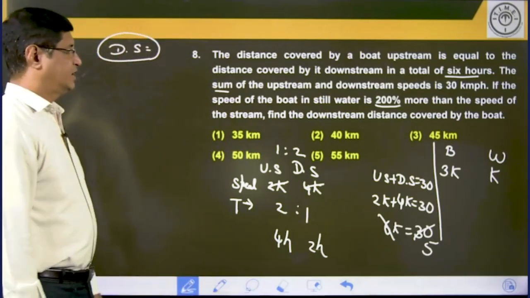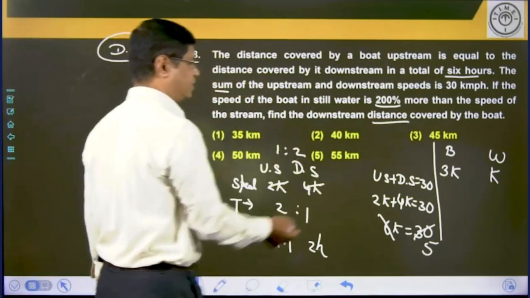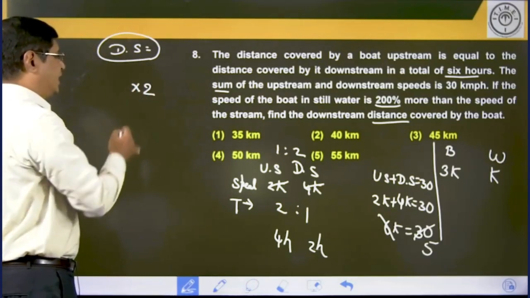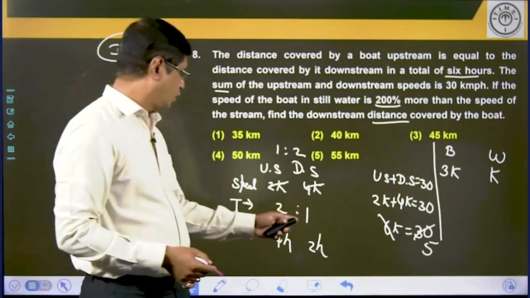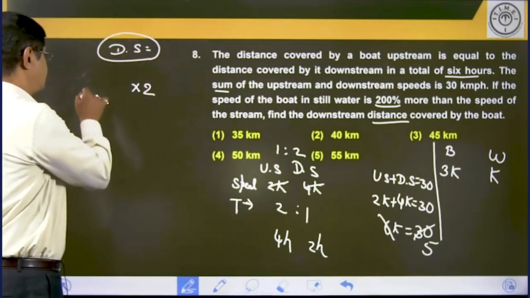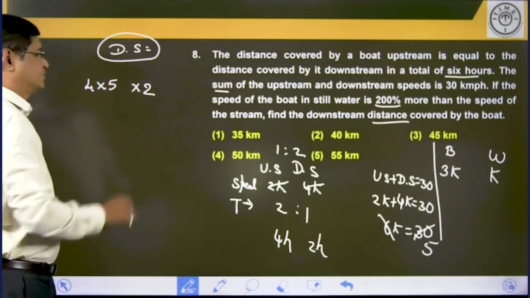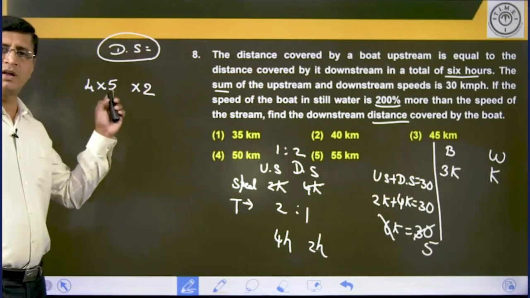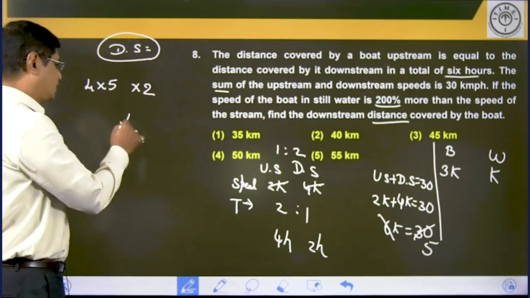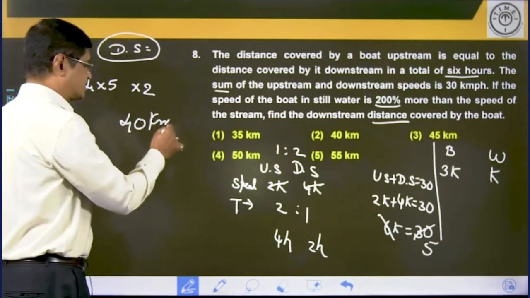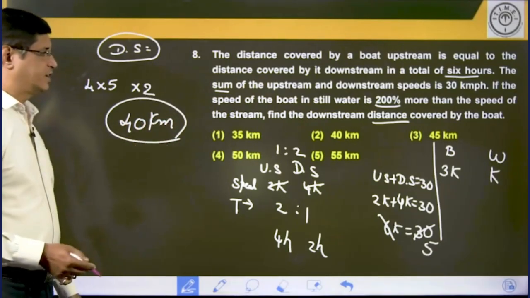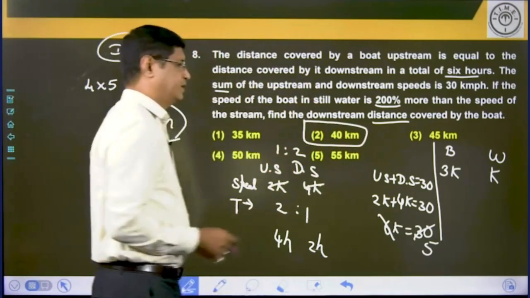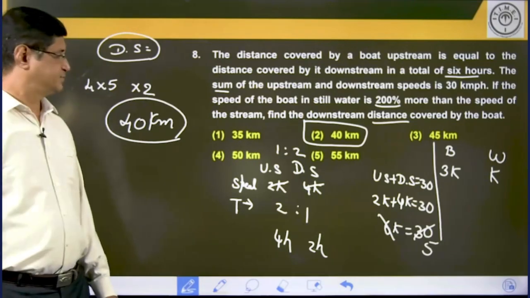So, what to find? Downstream distance covered. Downstream distance covered means the time in downstream is 2 hours. Now, the speed in downstream is equal to how much? 4K. 4K means 4 into 5. Now, just simplify. 2 into 5 is 10. 10 into 4, that is 40 kilometers. So, what is the distance covered? 40 kilometers covered downstream. So, the right choice is option number 2. Choice 2 is the right answer.